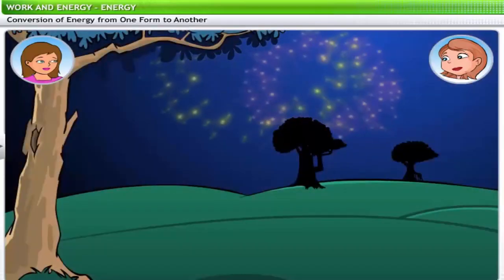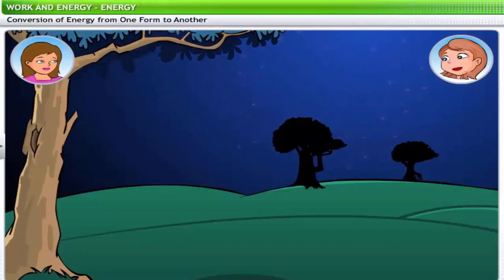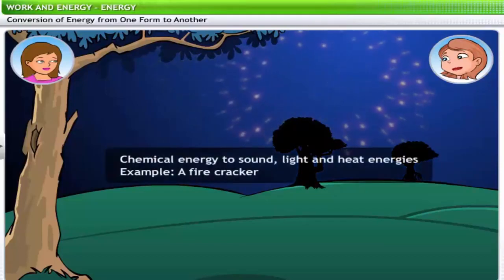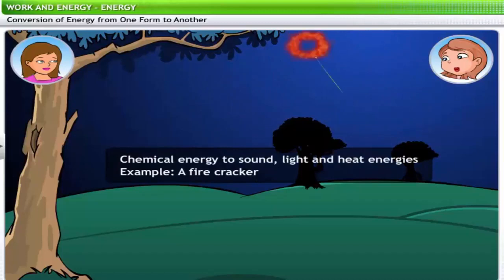And finally, the colorful displays from firecrackers also involve conversion of energy. When we ignite a firecracker, the chemical energy stored in the cracker results in producing the sound, light, and heat effects that you see.